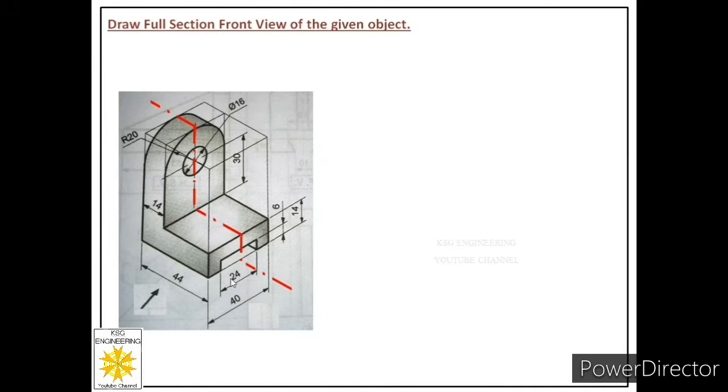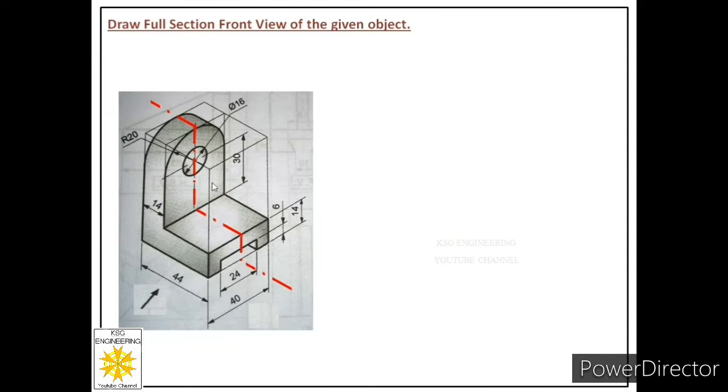Then we will assume that the front half of the object, which is in between the observer and the cutting plane, is removed. Then whatever we are left with at the back, we will draw the orthographic image of the left out portion, and that will be called the full section front view of this object.